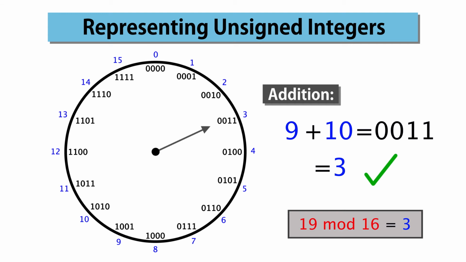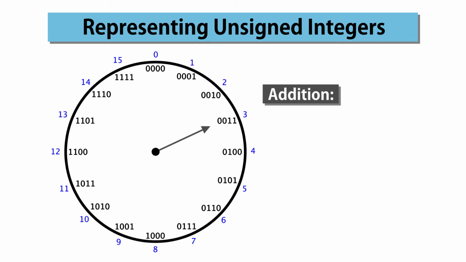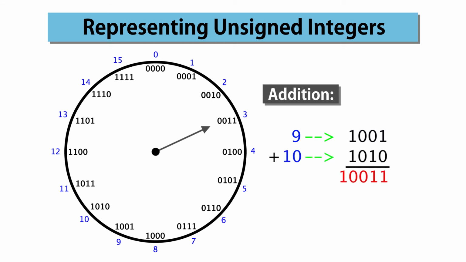Again, we can also compute the result using binary arithmetic on the representations. 9 is 1001, 10 is 1010. So when we add those, we get 10011. Notice that that's a 5-bit answer. But since we only have 4 bits to store the result, we have to truncate the high-order bits to yield our 4-bit answer of 0011 or 3. Notice that that's the same answer we got using our number wheel. Again, the processor might set the carry bit to indicate a carry out of the high-order position, that is, an overflow.